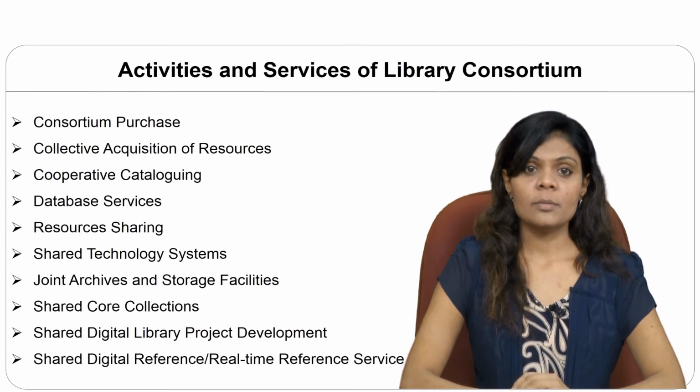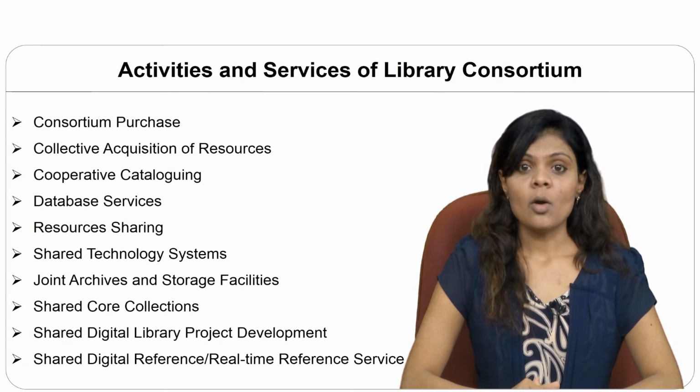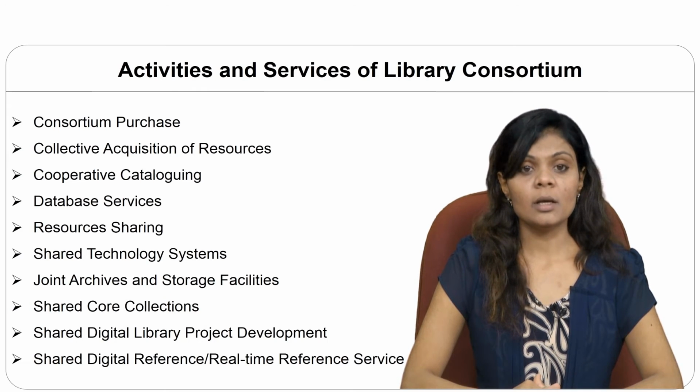Shared technology system. The consortium can help libraries to share expertise, save cost, and enable library staff to concentrate on providing services to users rather than developing computing infrastructure. The library consortium can take up the role of application service provider, that is ASP, which manages and distributes software-based solutions to its customers across a wide area network from a central data server.